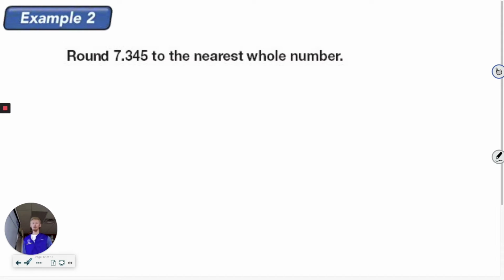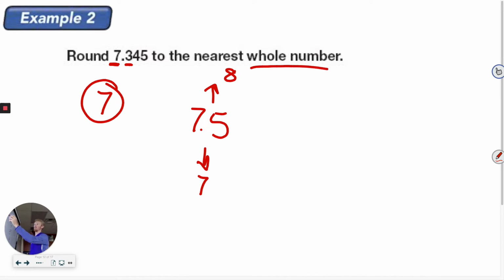All right, round 7.345 to the nearest whole number. So if I want to round it to the nearest whole number, that means I'm going to change this 7. So what is it closer to? Well, 7.5 and up, you would go to 8. Anything less than 7.5, you would round down to 7. Okay? So I look at the next number and it's a 3. So I'm going to round down. It would stay at 7 if I rounded it to the nearest whole number.